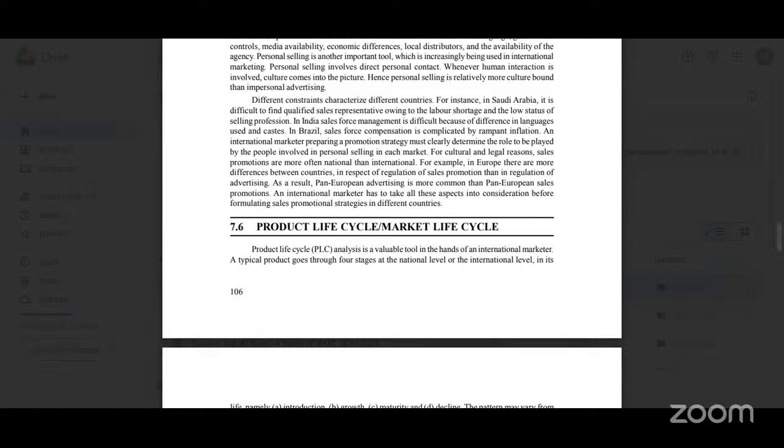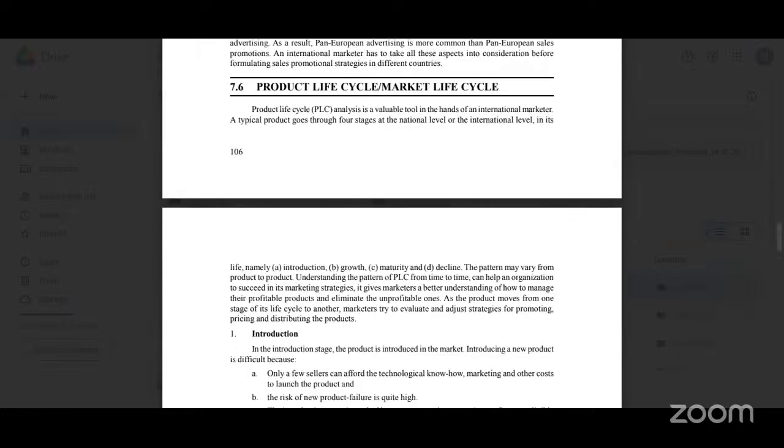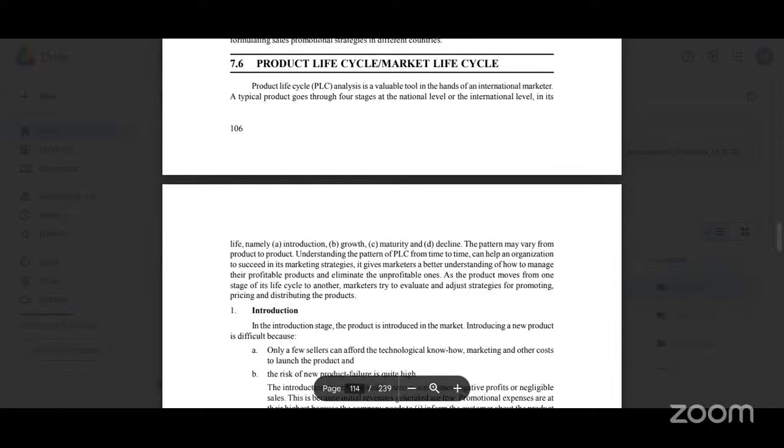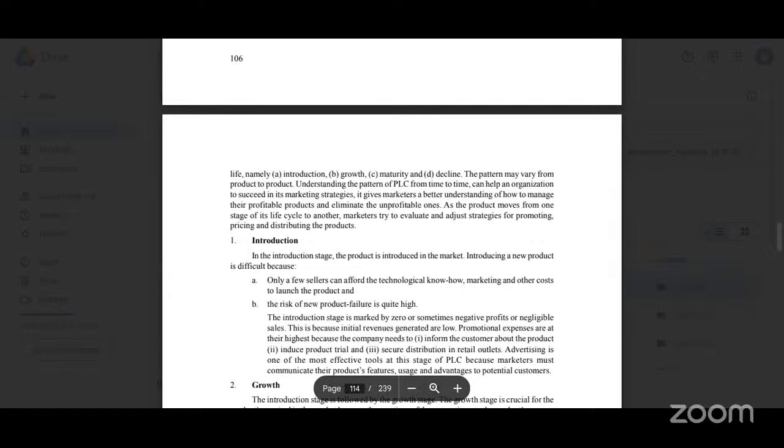The next one is in terms of product life cycle or market life cycle. So product life cycle, abbreviated as PLC, analysis is a valuable tool in the hands of an international marketer. So a typical product goes through four stages at either the national or international level. So what are those four stages? One is introduction, growth, maturity, and finally a decline. So the pattern may vary from product to product and time to time.